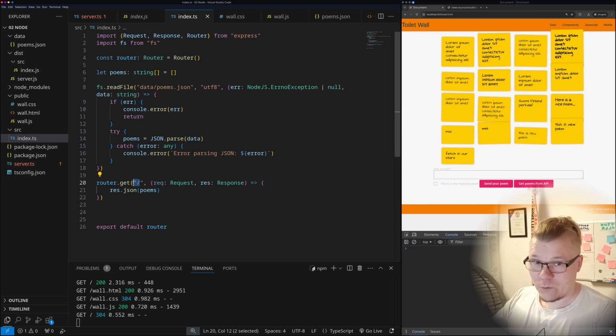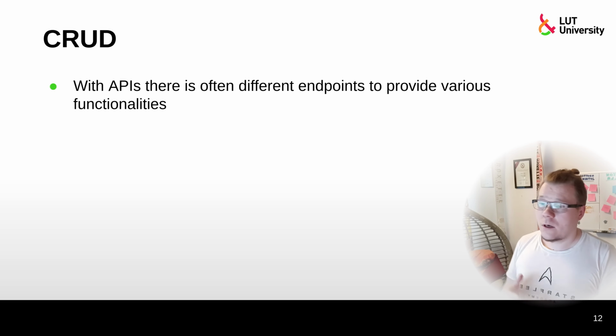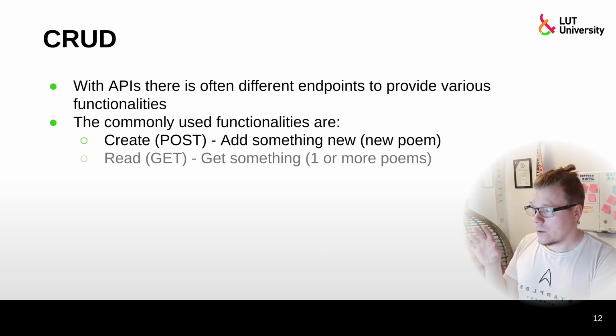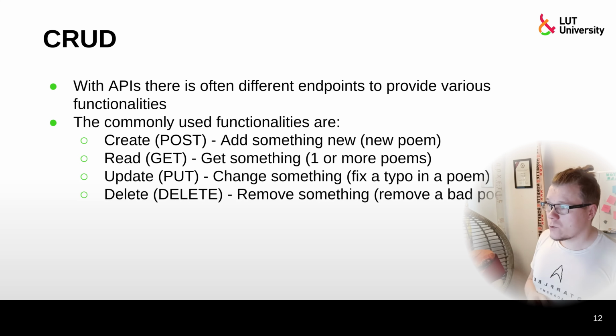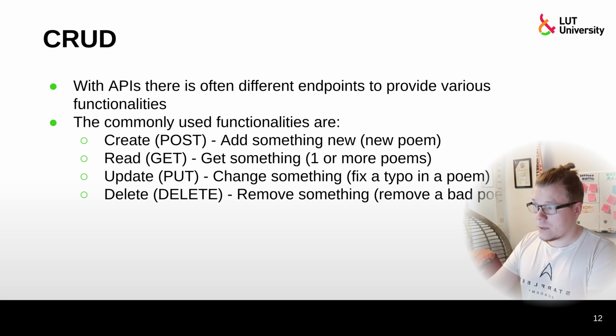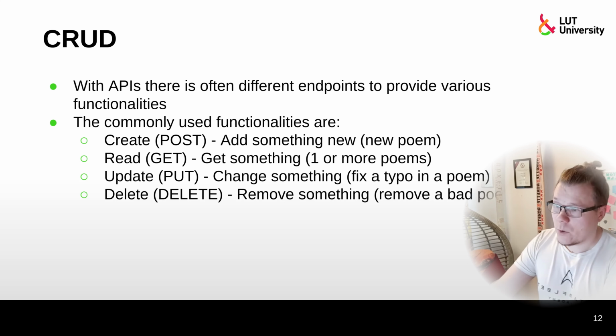We will now check a few bits and then continue with this. So we have this acronym CRUD. It means that we are providing an API and there are different endpoints to provide various functionalities. And the commonly used functionalities are create, read, update, and delete. So with the post request we can add something new, let's say a new poem, or we can get something, for example, one poem or all the poems. We could update something. It means that we are changing something, let's say fix a typo in a poem.